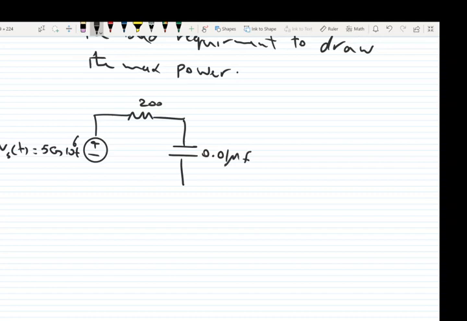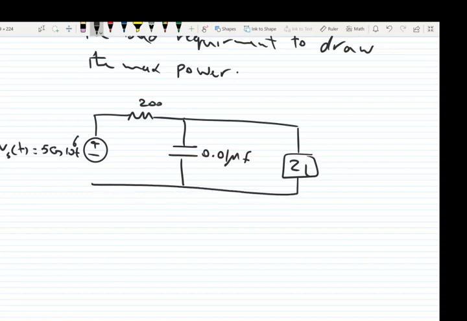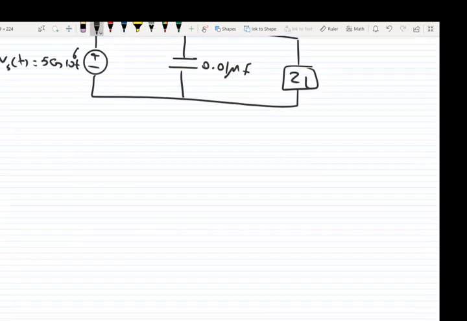microfarad, ZL, and that's it. This one is the circuit. The first thing we should do is finding the phasor equivalent of this circuit. We draw the circuit in phasor mode.